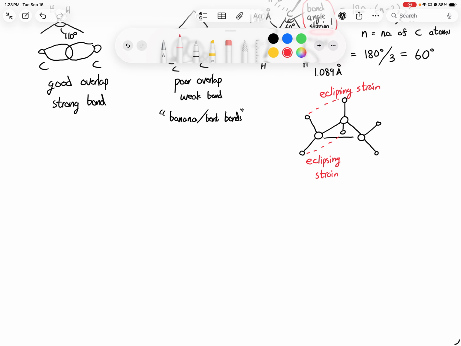So ring strain. So this is what we call ring strain. Ring strain has 2 components. Angle strain. It's angle strain or bond angle strain. Those terms are interchangeable. Plus torsional strain.